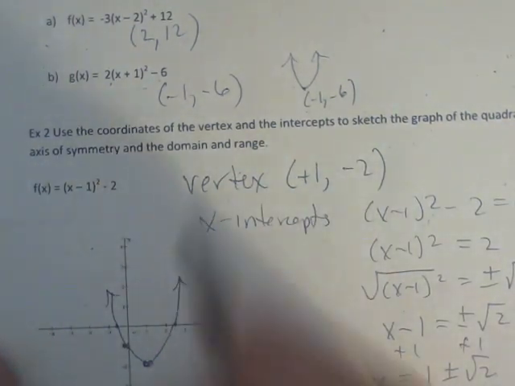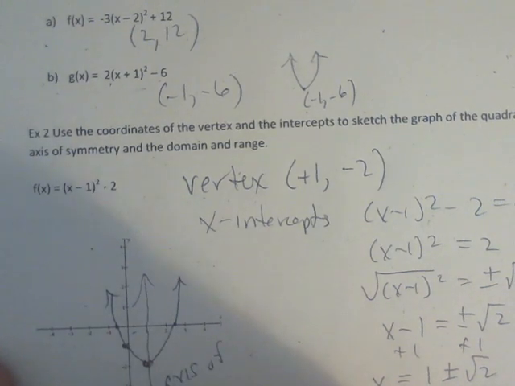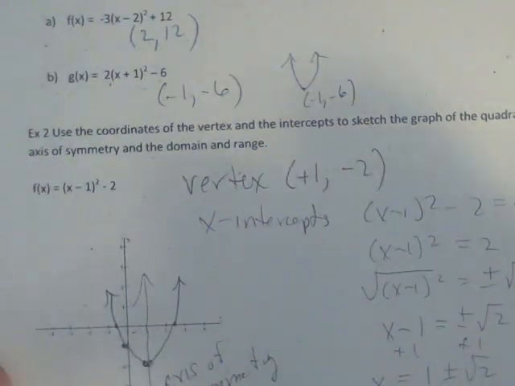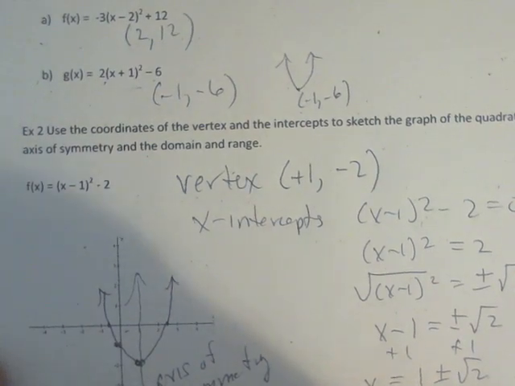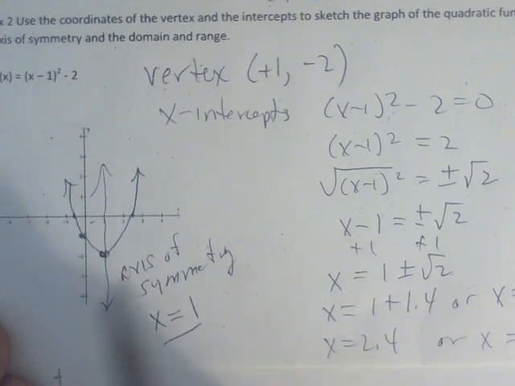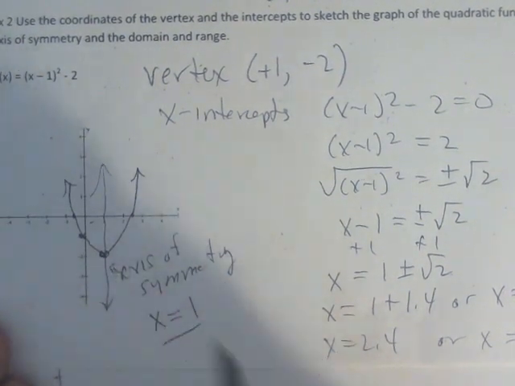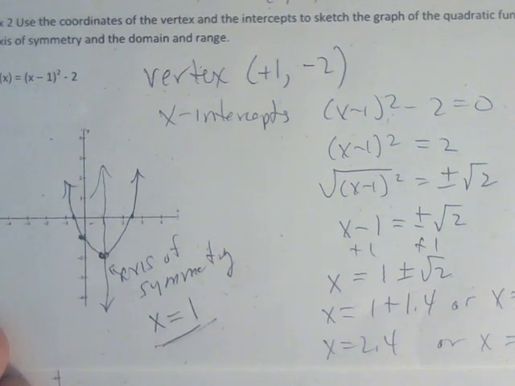Axis of symmetry. Well, this right here is the axis of symmetry. It's the x-coordinate of the vertex. So your axis of symmetry is the line that cuts the graph in half. It is a vertical line, and as you can see, it went through 1 on the x-axis. So it is your x equals 1.